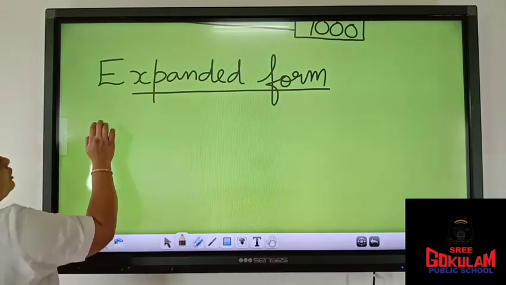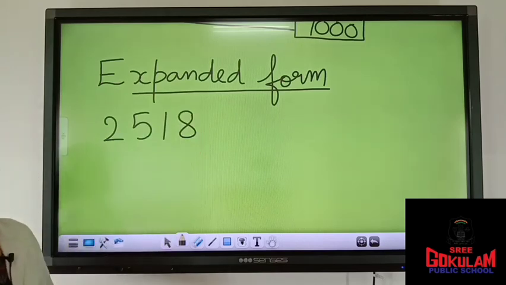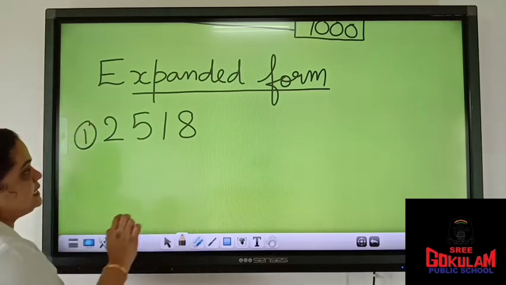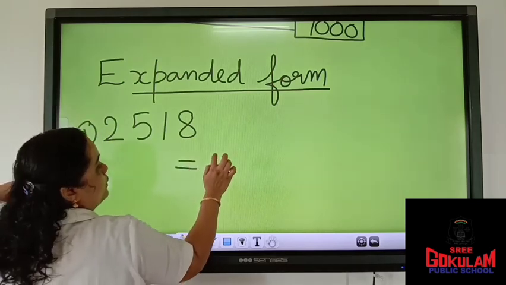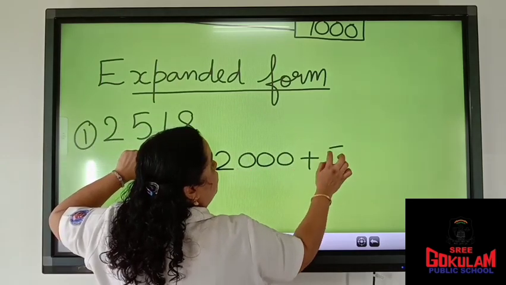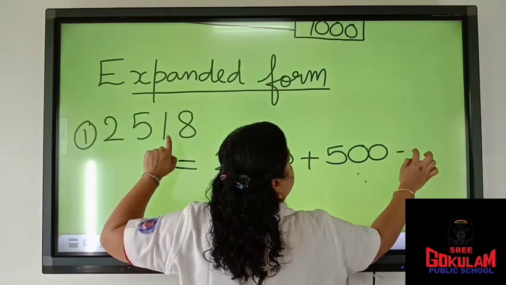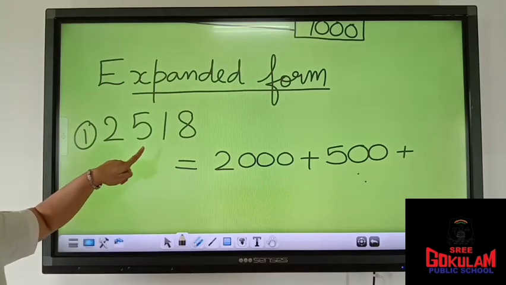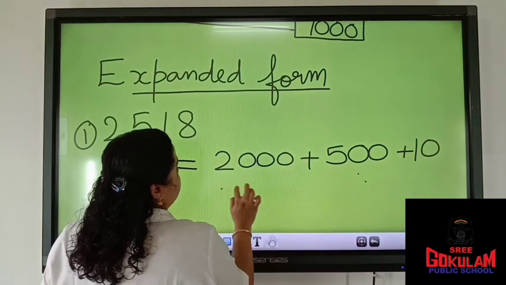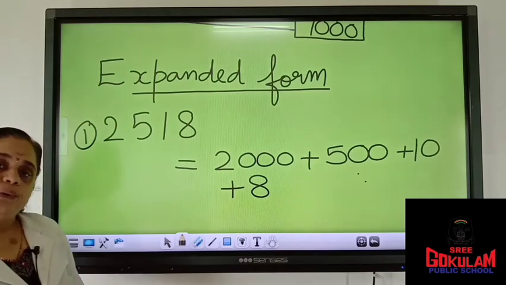Okay. Now, let's go for this. How will we write this number in its expanded form? Yes, this is equal to, 2 is in its thousands place. So, 2000 plus 5 is in its hundreds place. So, 500 plus, you have 1 here, right children? 1 is in its tens place. 10 plus 8 is in its ones place itself, plus 8. This is how you write the expanded form.